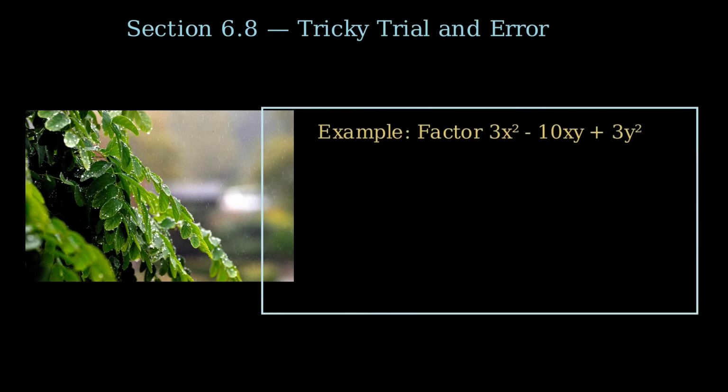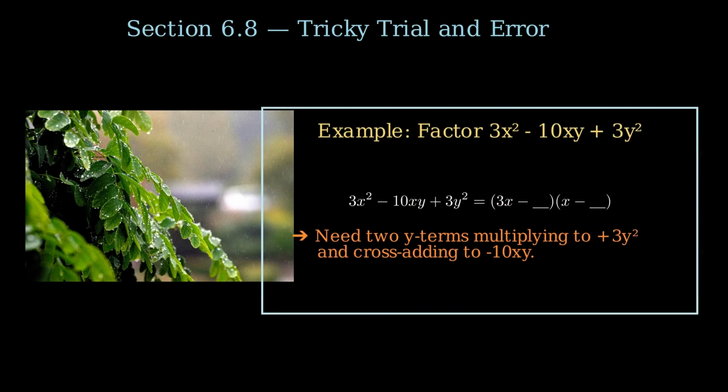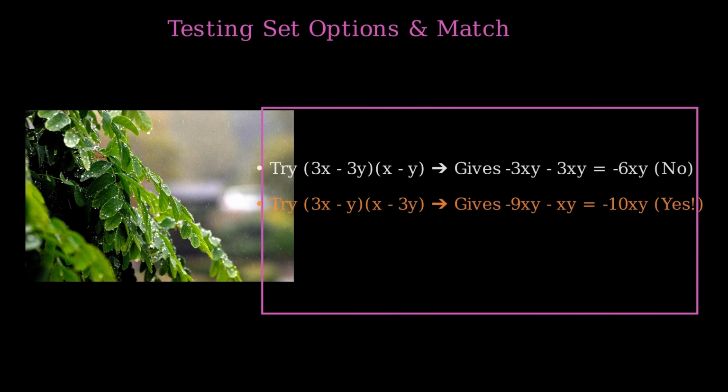Trial and error can be tricky if there are more possibilities. Let's factor the following complex expression, 3x squared minus 10xy plus 3y squared. First, 3x squared can be factored into 3x and x. To fill the gaps, we need two negative terms in y that multiply to positive 3y squared and cross-multiply to give negative 10xy. Let's try out some sets of parentheses.